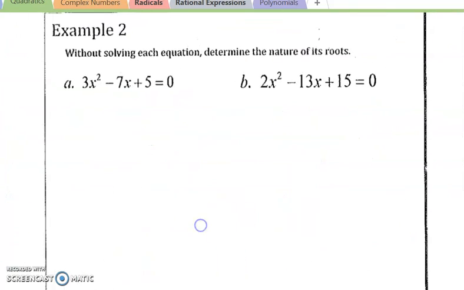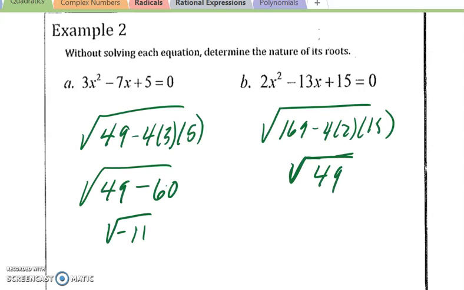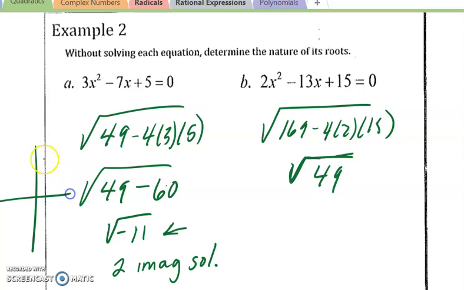All right, try these two on your own, please. If you try these, you should see that this came out to be negative. So the discriminant is -11, which means I have 2 imaginary solutions. 2 not real, non-real. Maybe the computer will say non-real instead of imaginary, but it means it's not a real solution. It's not crossing the x-axis.